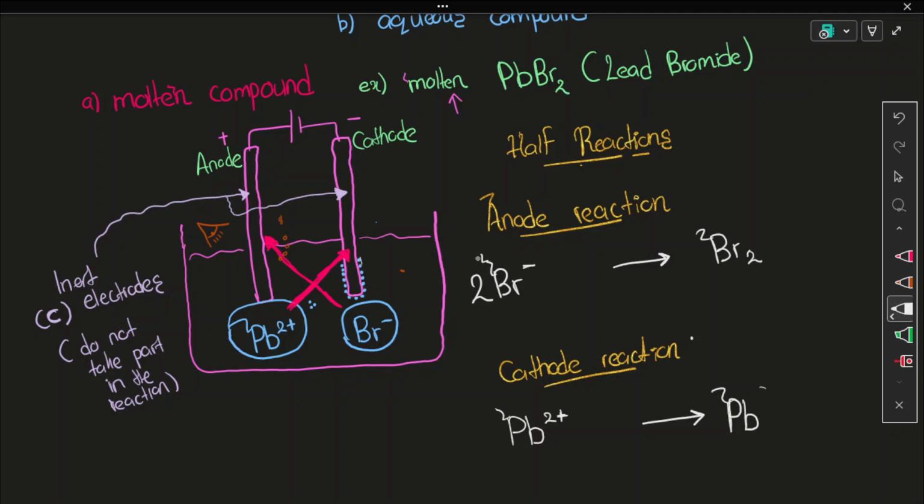Simply, you have to talk about electrons to make lead 2 plus into lead. So lead is 0, no? Any atom by itself is 0. These will be discussed under oxidation and reduction.